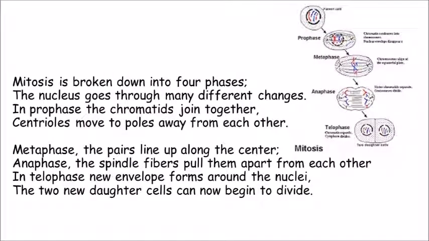Mitosis is broken down into 4 phases. The nucleus goes through many different changes. In prophase, the chromatids join together. Centrioles move to the poles away from each other. Metaphase, the pairs line up along the center. Anaphase, the spindle fibers pull them apart from each other. And telophase, new envelope forms around the nuclei. The 2 new daughter cells can now begin to divide.